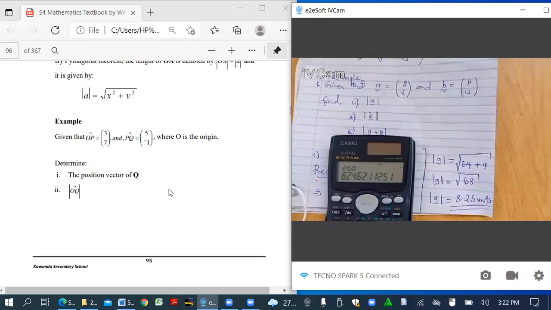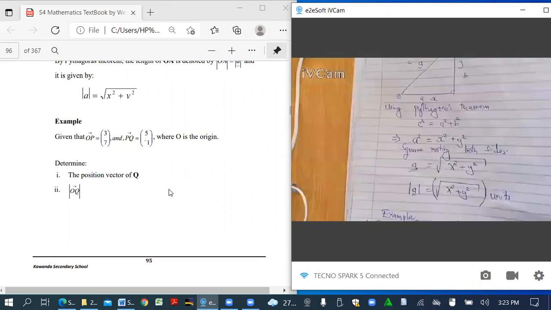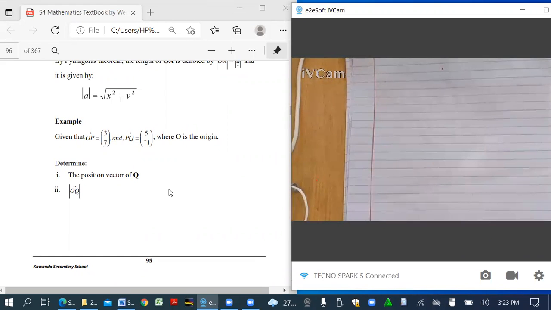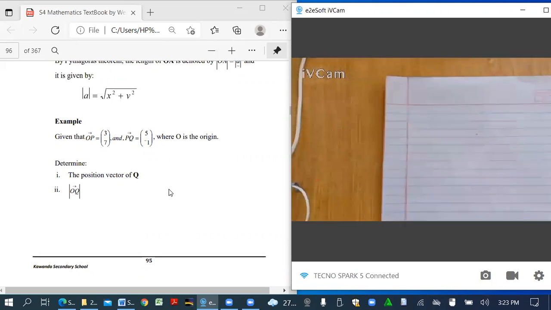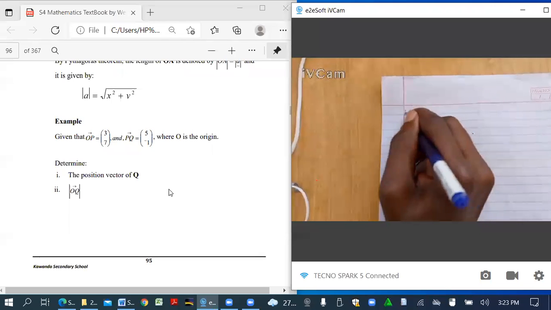Are you together? So after calculating a magnitude, whenever you are calculating magnitude, don't forget to put units. Are you together? Don't forget to put what? Units. Do for me part B. I mean part 2, sorry.